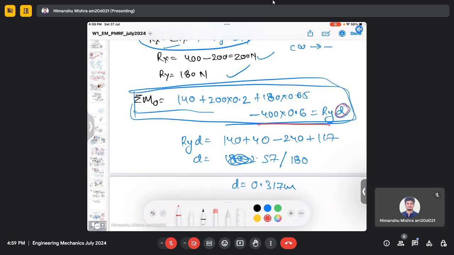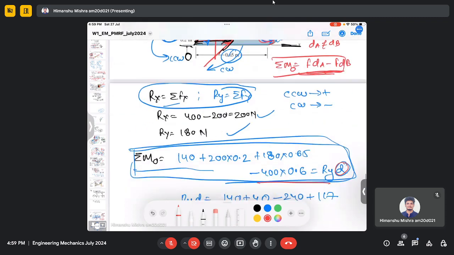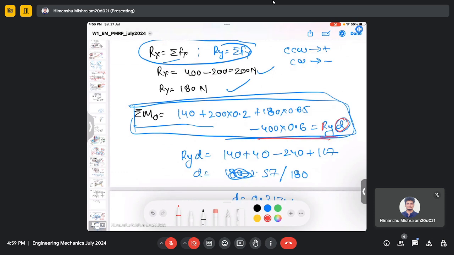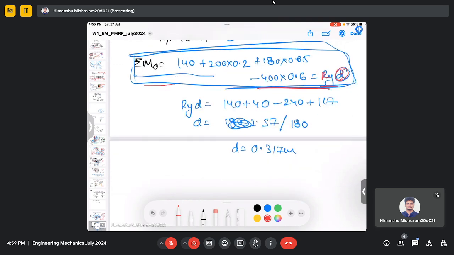From this equation we actually get this unknown distance, because in the question we have been given that there is an overall force acting, and it has an unknown distance d between the intersection point and the origin. So we have already calculated Ry, and d is the only unknown quantity here. So we use Varignon's theorem to calculate d.